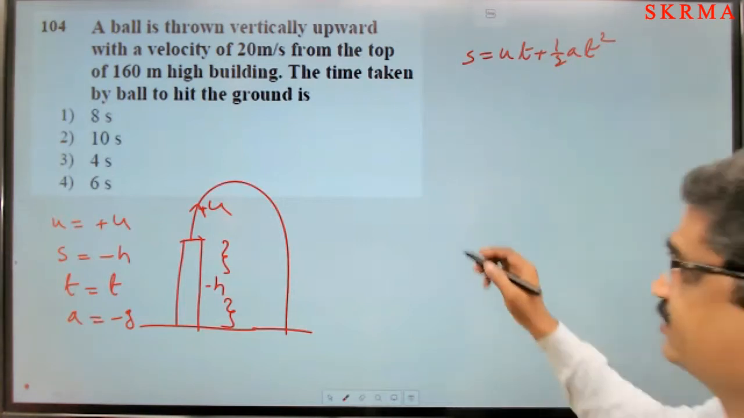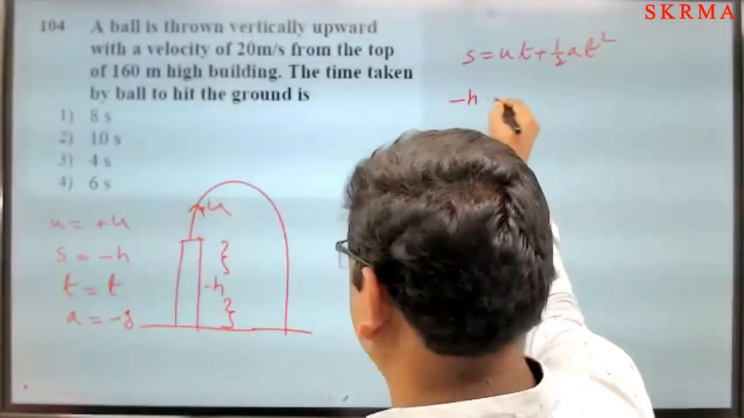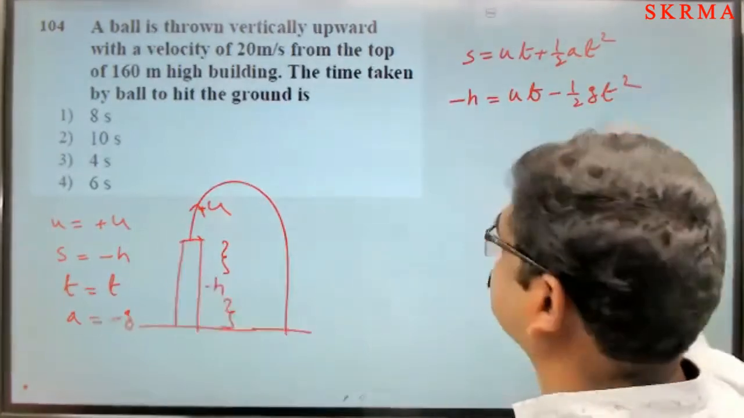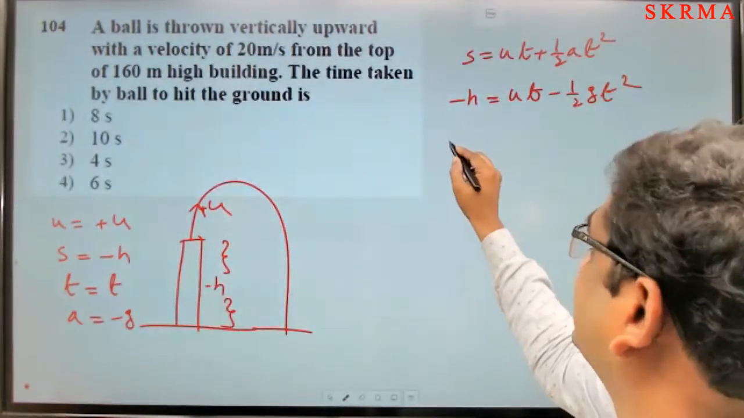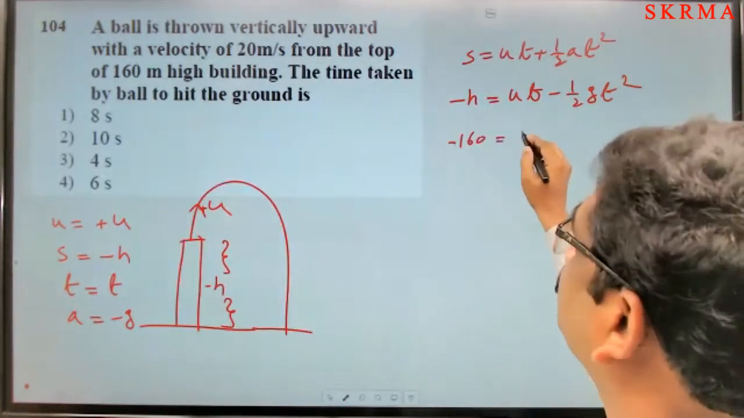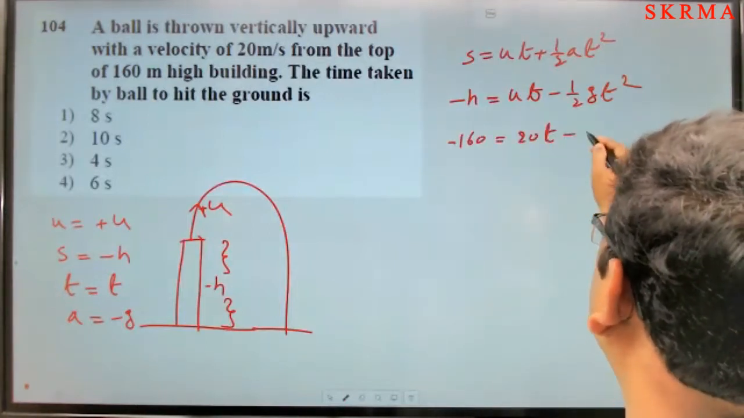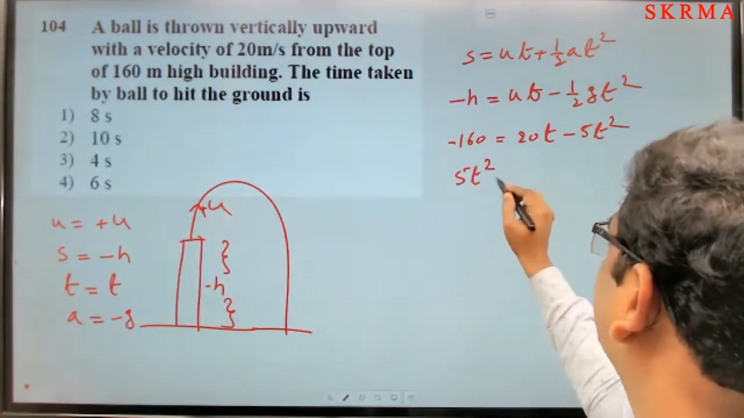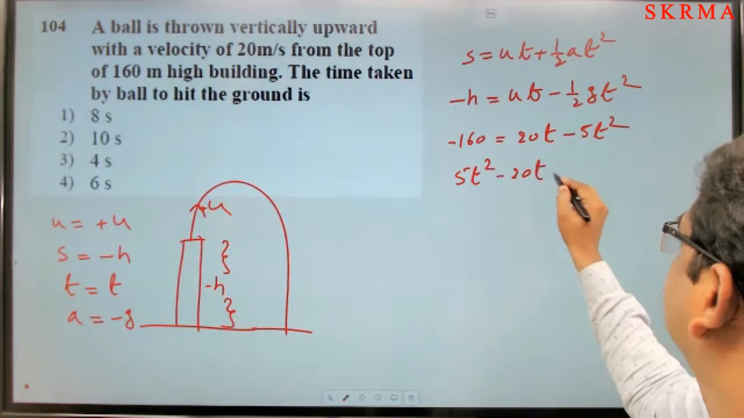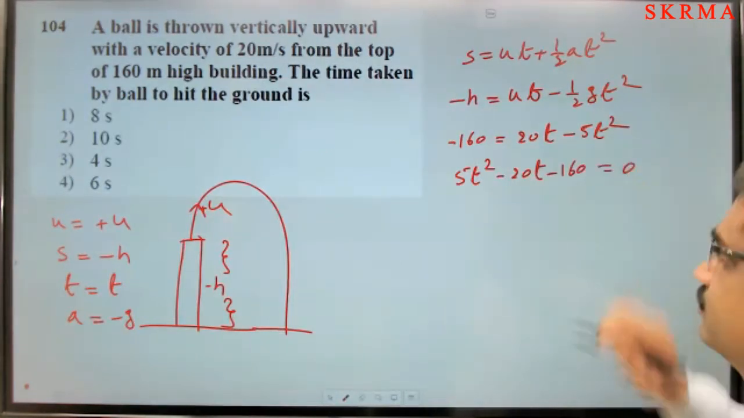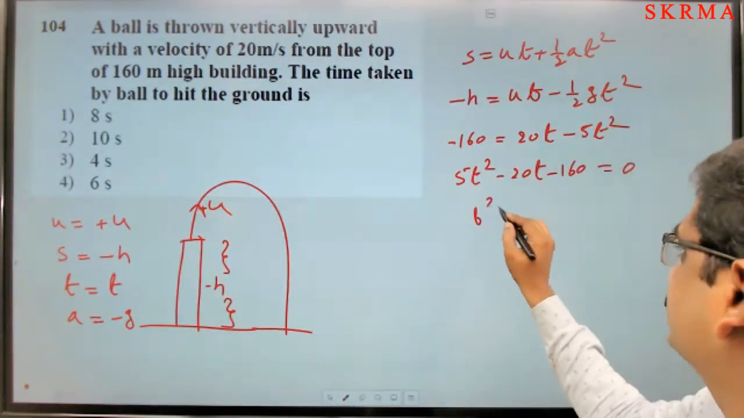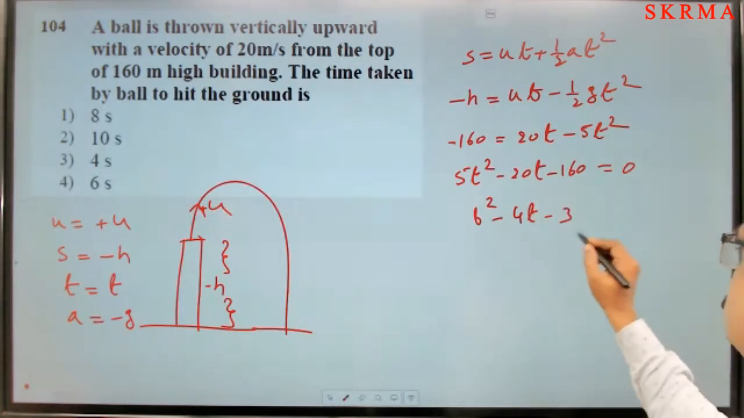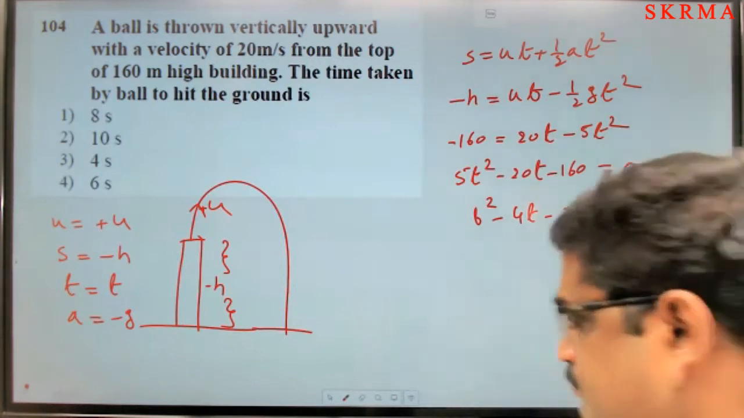Now substitute the values. Minus h equal to ut minus half gt square. Substitute the values. Minus 160 equal to u value 20 into t minus 5t square, or 5t square minus 20t minus 160 equal to 0, or t square minus 4t minus 32 equal to 0.